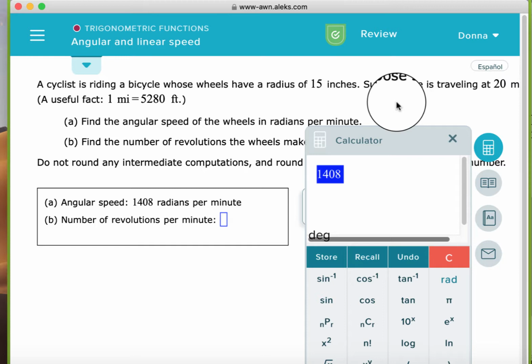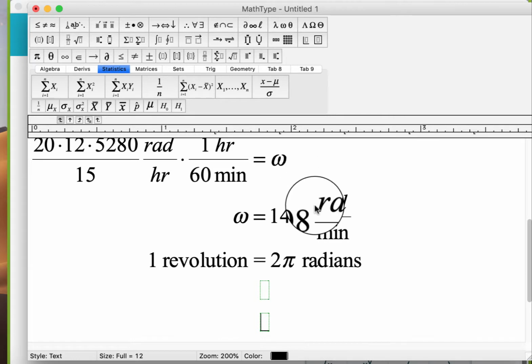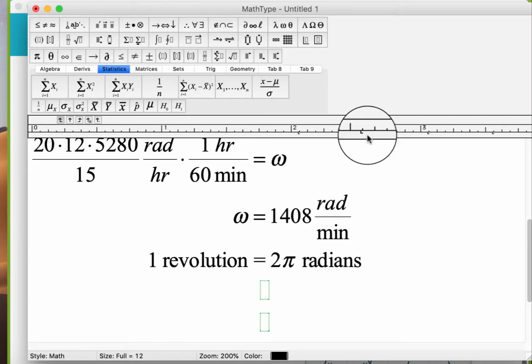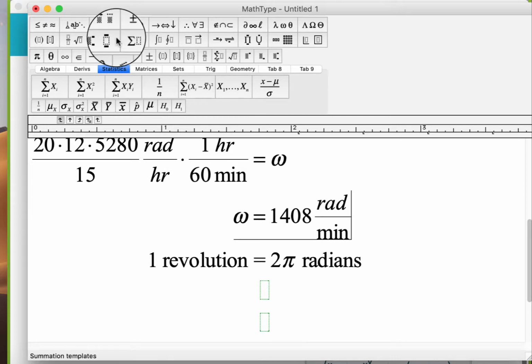So I'm going to open up MathType so we can see what conversion card we would need to use in order to go from radians per minute to revolutions per minute. So it turns out we know that one revolution is equal to 2 pi radians. And so we're going to multiply the 1408 radians per minute by the appropriate conversion card so that we can have the right units cancel.